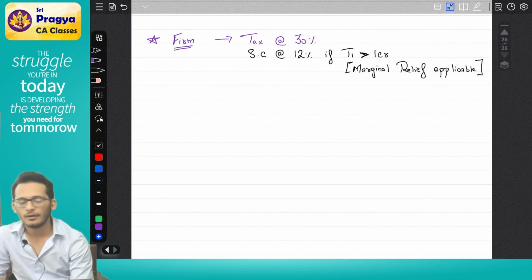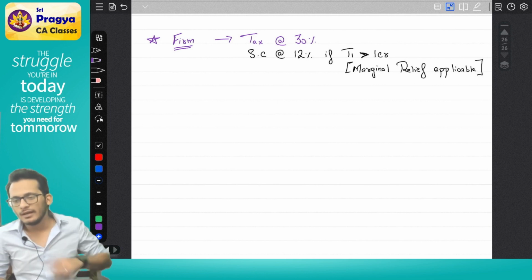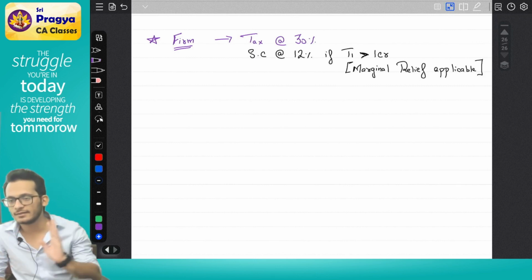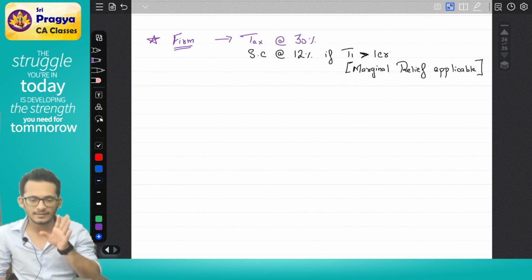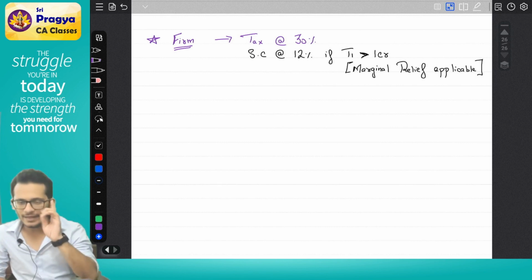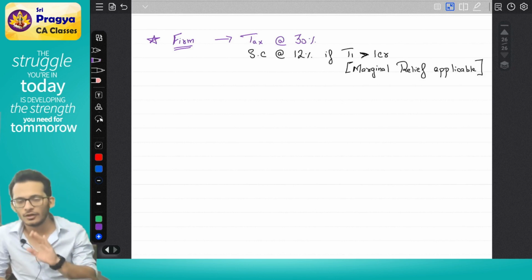I do remember some MCQs coming in the exam where they'll ask: does the tax rate of a firm change based on residential status? Yes or no? No. It's a direct 30%. So there is no change in the tax rate on the basis of your residential status.